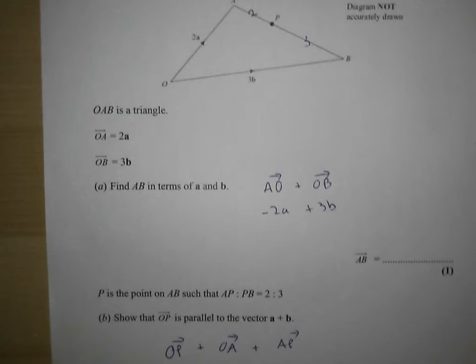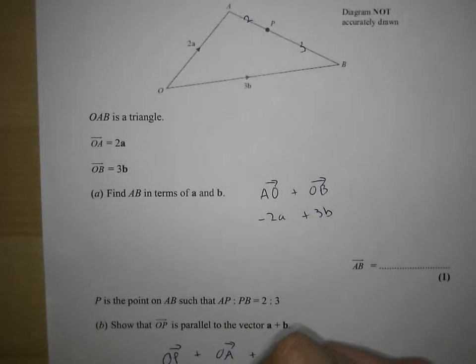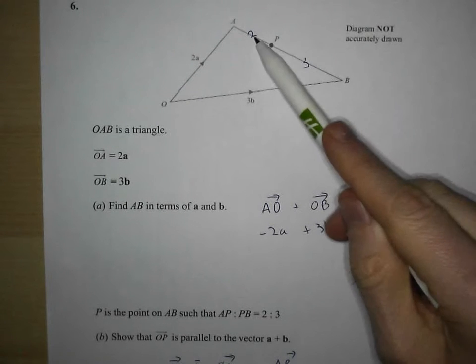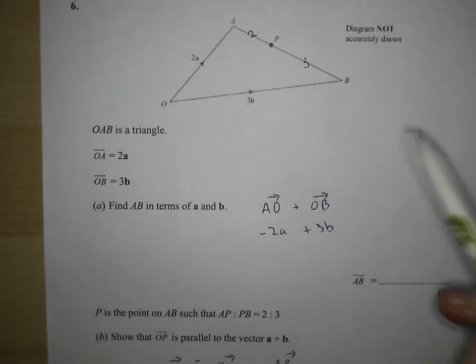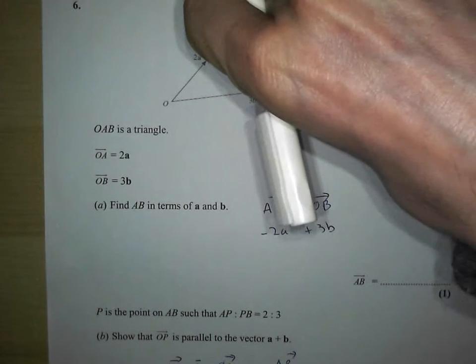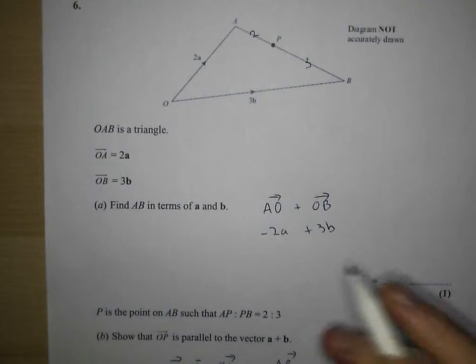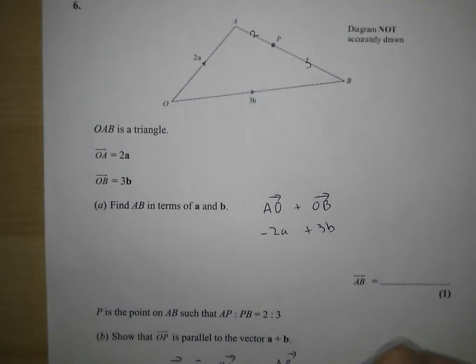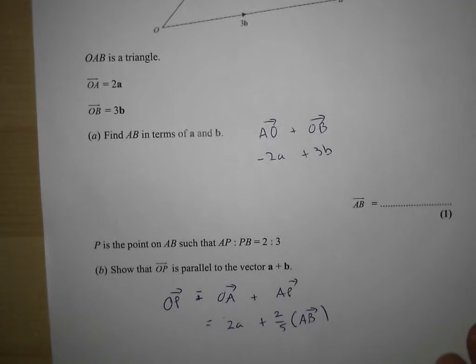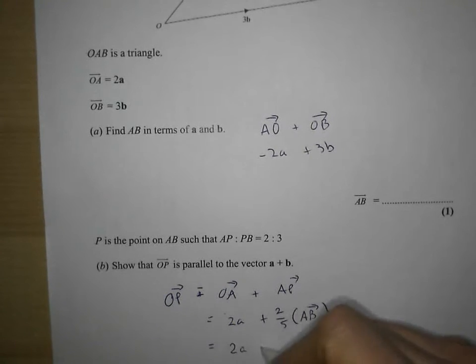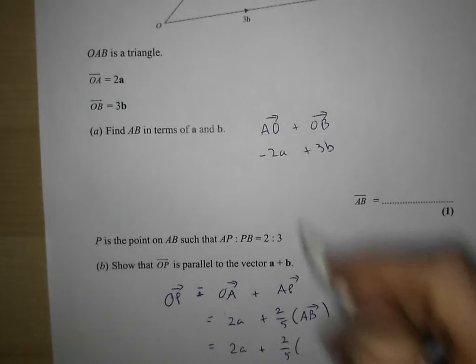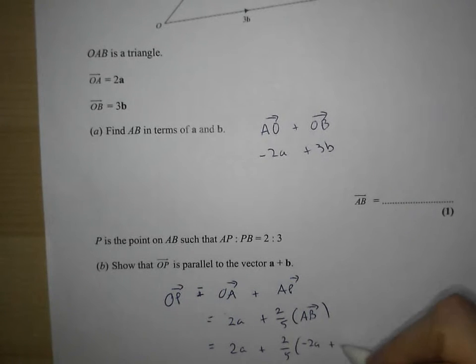Now O to A, that's the easy bit. That's just going to be 2a. Sorry, that should be an equals there. That should be 2a. Then when we get to A, we've got to get to P, and that's 2 out of 5 parts. So it's going to be 2 out of 5 parts of the longer way, or 2/5 of vector AB. And that'll get you to P. So 2a plus 2/5 of vector AB. Well, now we can do all our work down here. 2a plus 2/5 of vector AB, which was minus 2a plus 3b.